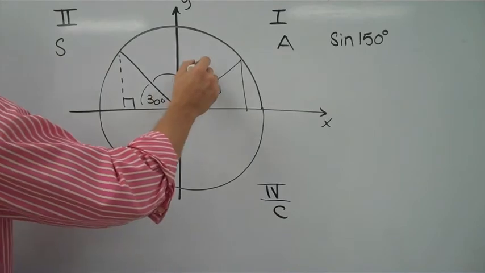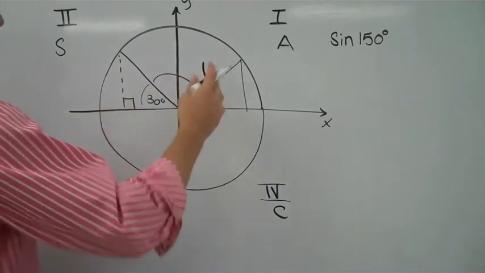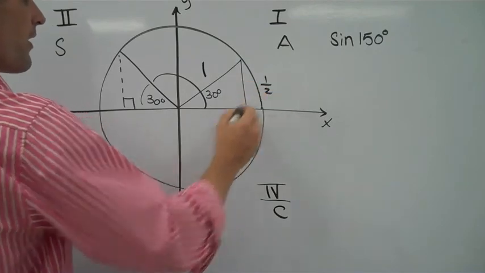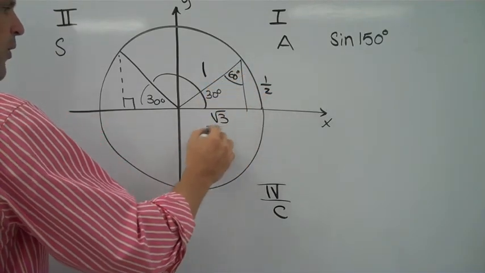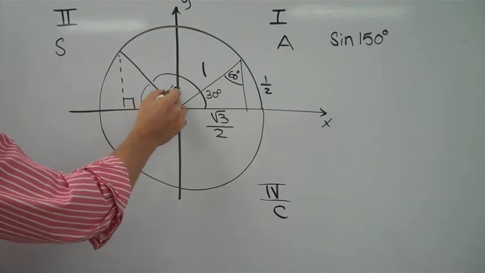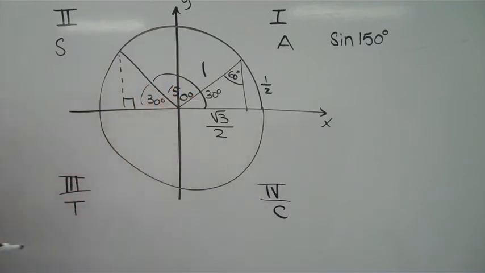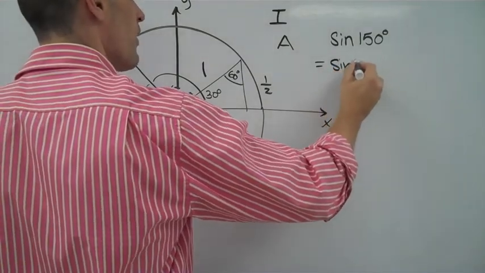If my hypotenuse and my radius, one and the same, are 1, across from a 30-degree angle, we have 1/2. Across from that 60-degree angle, we have the square root of 3 over 2. You see how important it is to know those triangles. Well, the sine of 150, this was our original angle here, is equivalent to sine of 30 degrees.